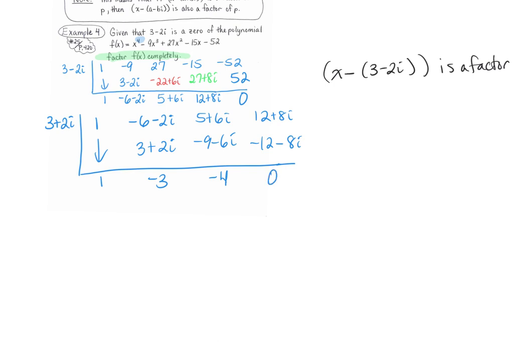So it confirms what the conjugate roots theorem tells us. It tells us if you have a complex number that is a 0, then its conjugate is also a 0. And we know it's a 0 because our remainder is 0. So what is the corresponding factor? X minus the parentheses 3 plus 2i. Good. So now we have 2 factors.